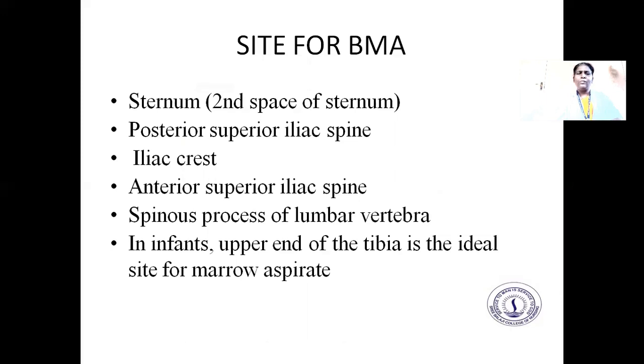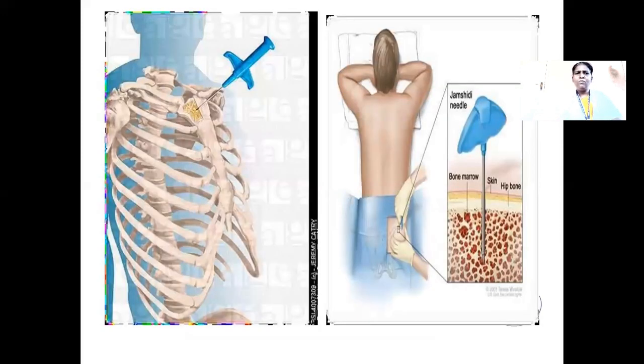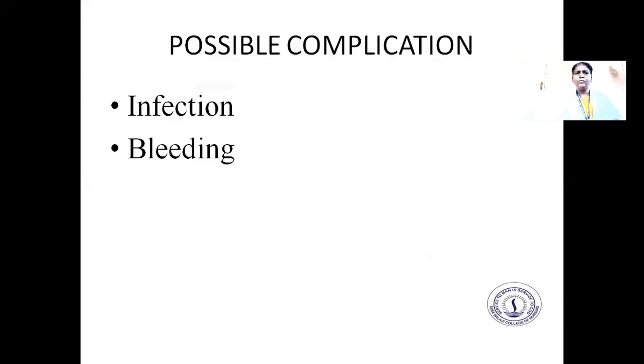So the sites for bone marrow aspiration are the sternum, posterior superior iliac spine, iliac crest, anterior superior iliac spine, and spinous process of lumbar vertebra. For infants, the upper end of the tibia is the ideal site. The possible complications are infection and bleeding.